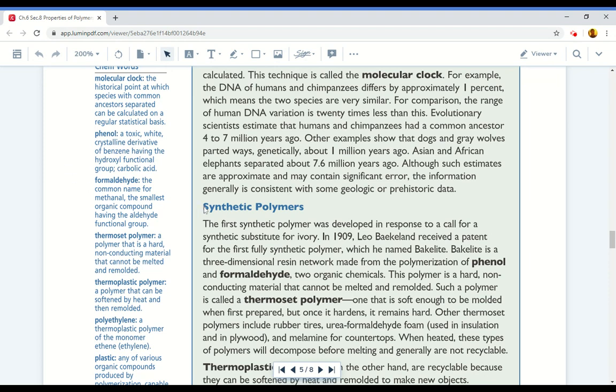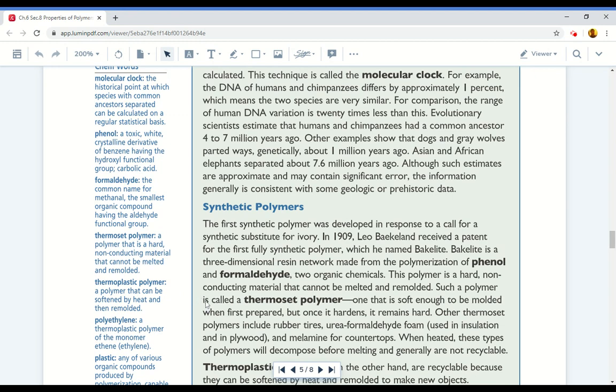Synthetic polymers. The first synthetic polymer was developed in response to a call for a synthetic substance for ivory. In 1909, Leo Baekeland received a patent for the first fully synthetic polymer, which he named Bakelite. Bakelite is a three-dimensional resin network made from the polymerization of phenyl and formaldehyde, two organic chemicals. This polymer is a hard, non-conducting material that cannot be melted and remolded.